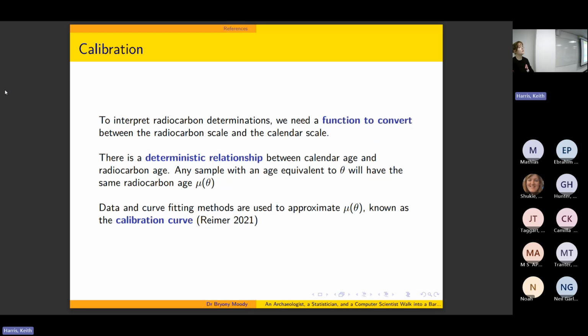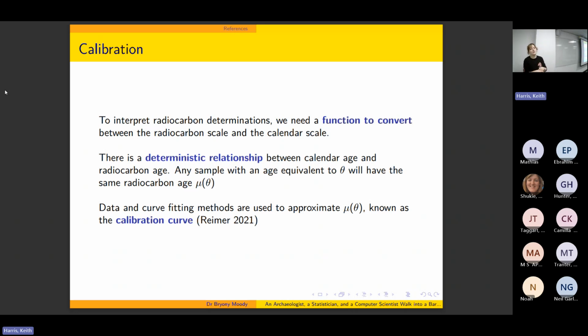So we essentially needed a function to convert what we would call radiocarbon measurements to the calendar scale. Now, in an ideal world, there would be some deterministic function that we could use for that, and it would just be a straight conversion, and there'd be no problem with that. However, that's not the case, hence the statisticians coming in.